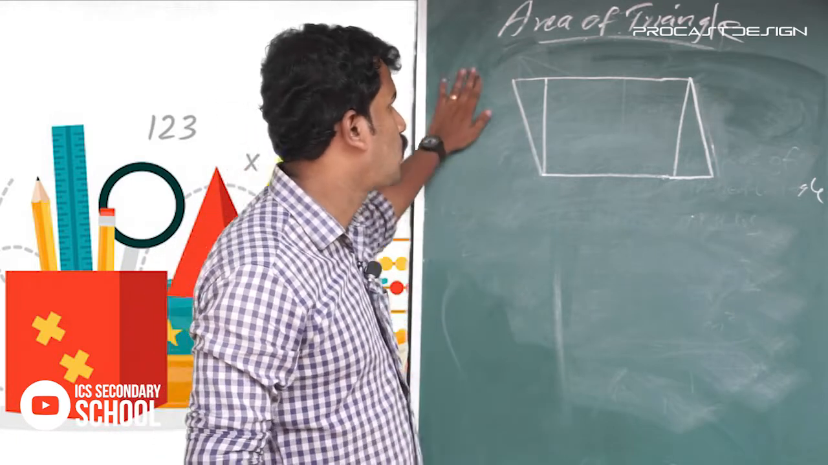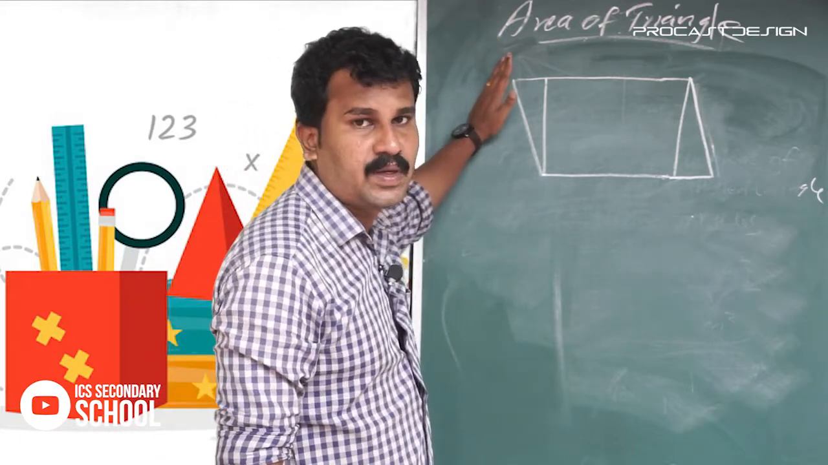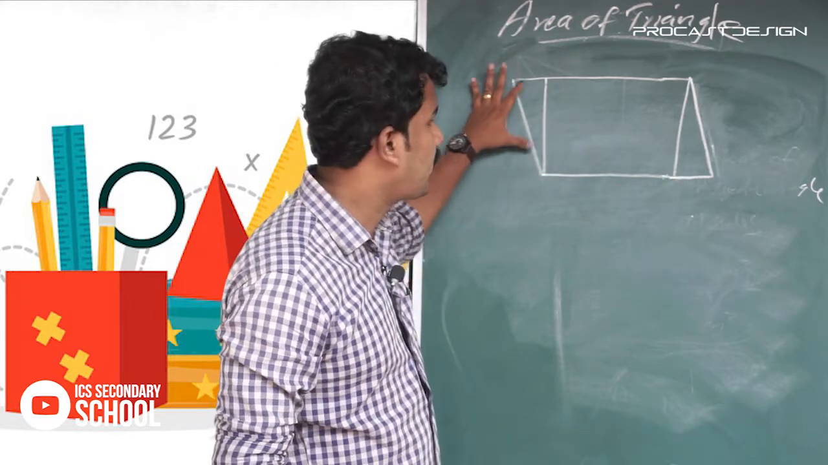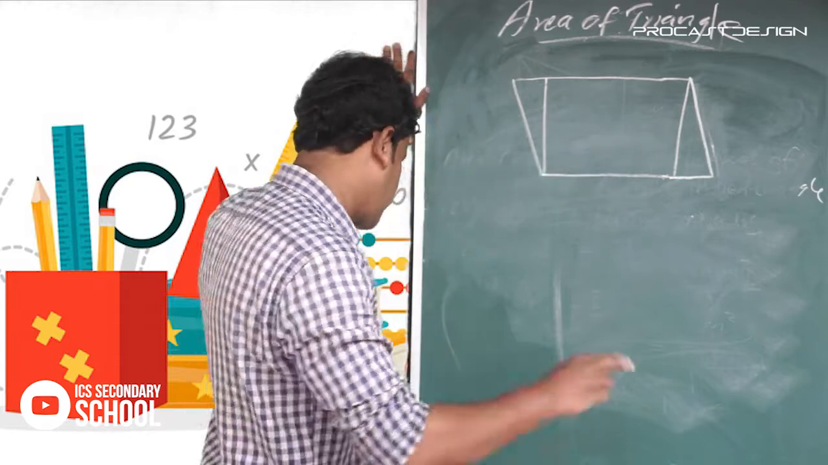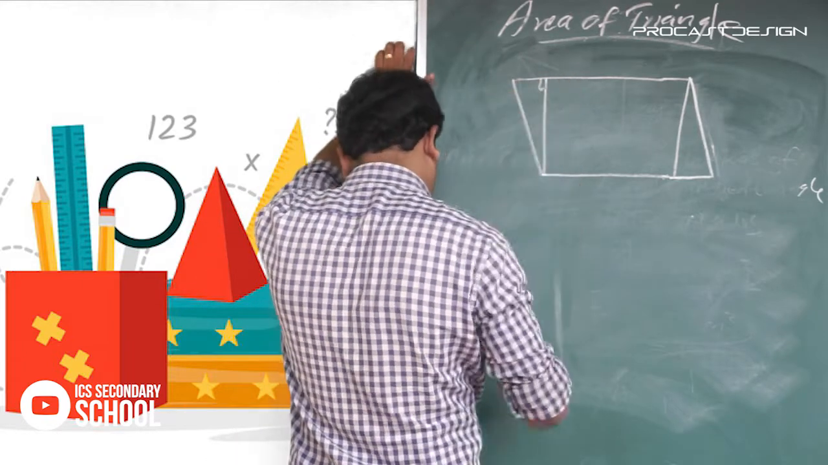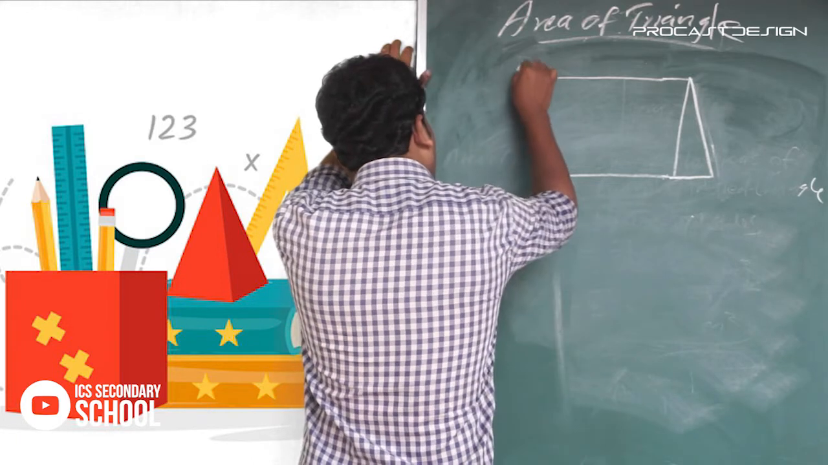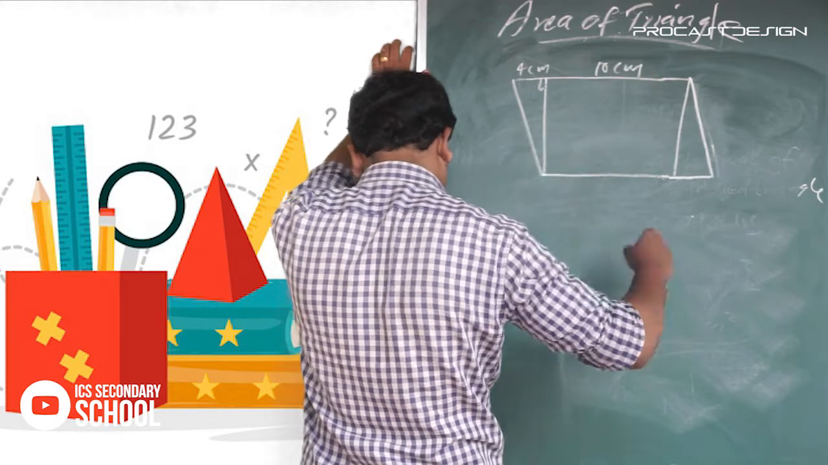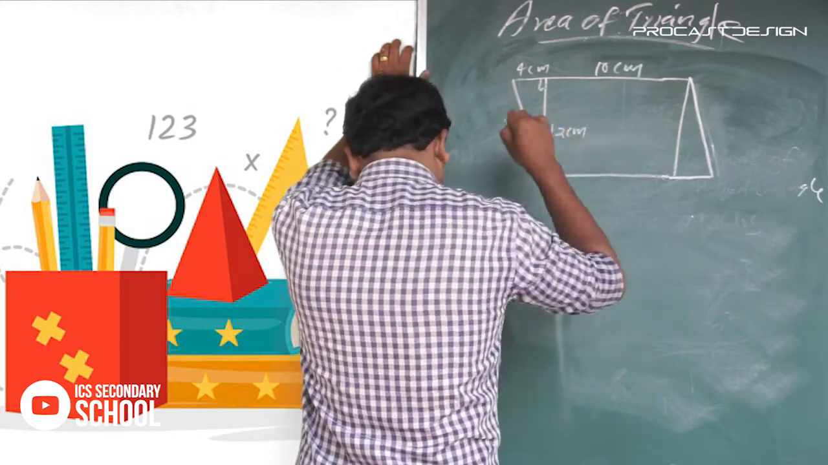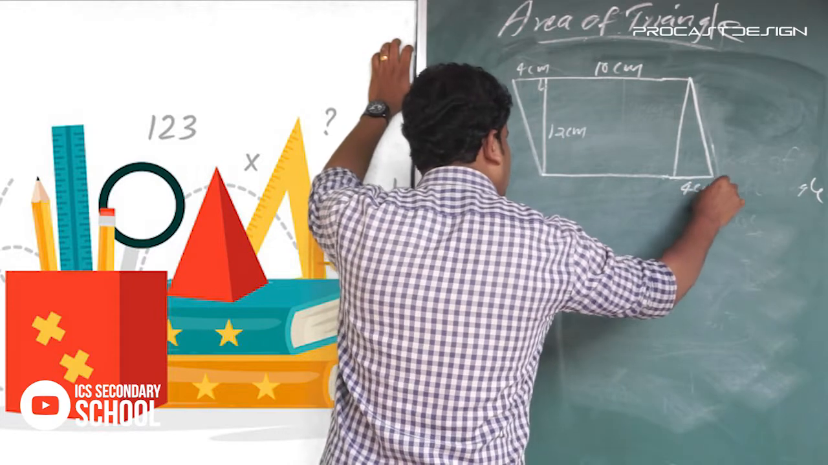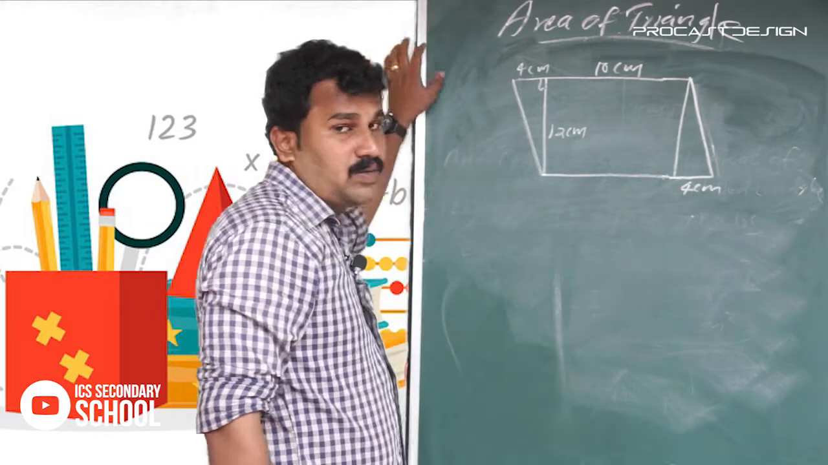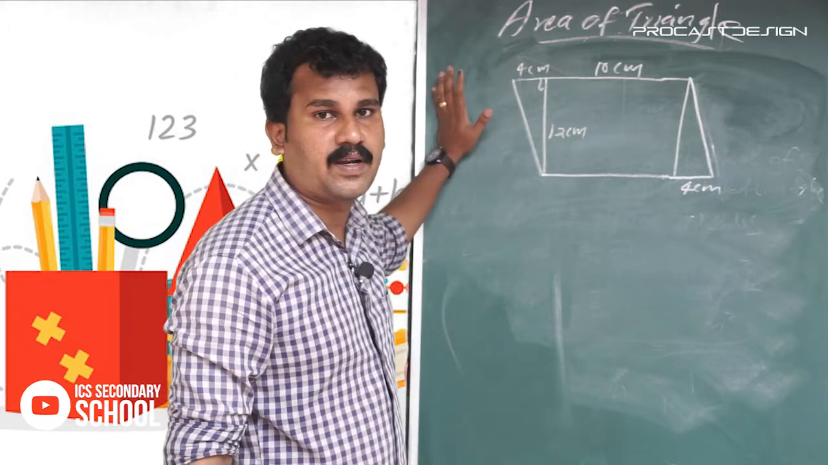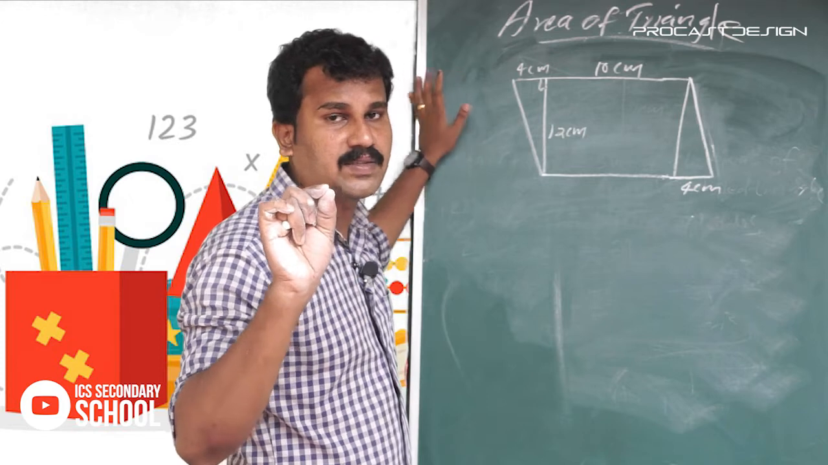Now look at this figure. Here we have two right angle triangles and one rectangle. The measurements are 4 centimeter, 10 centimeter, then 12 centimeter, and 4 centimeter. So now we can calculate the total area of this figure.